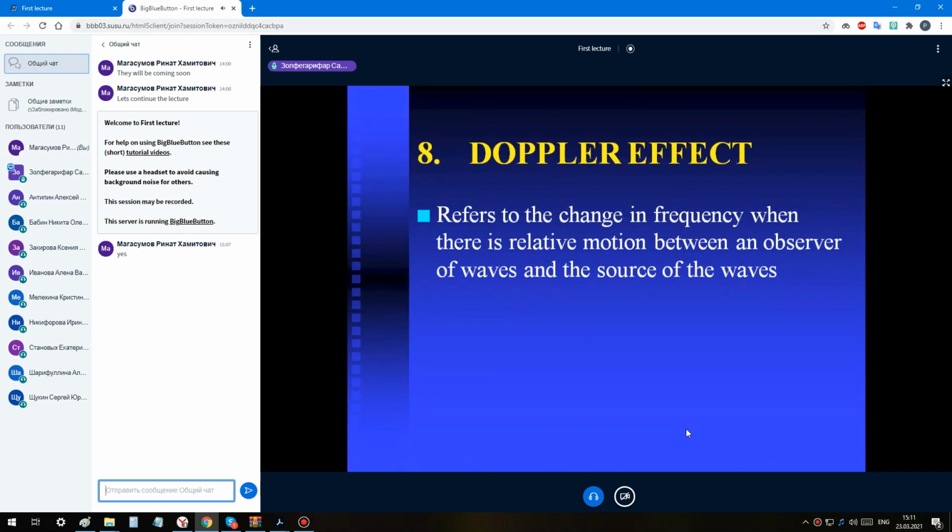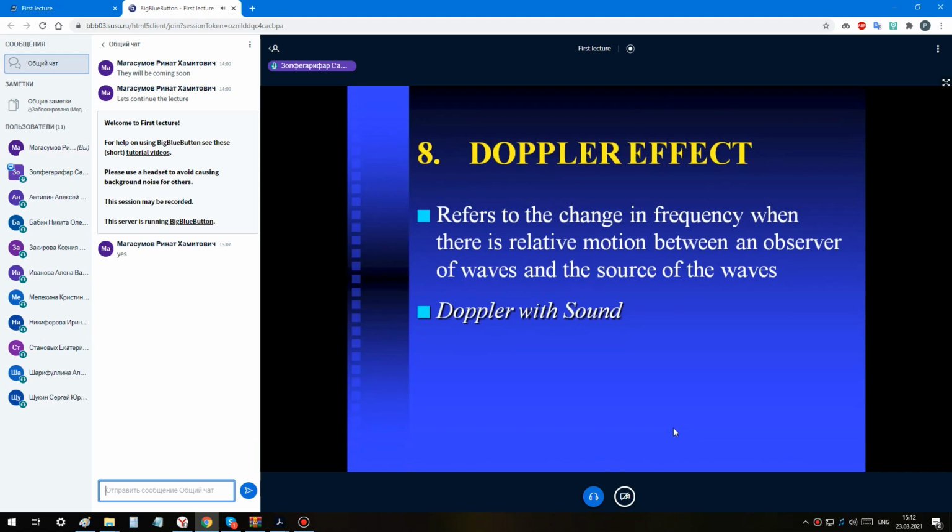Another parameter is the Doppler effect. What is the Doppler effect? The Doppler effect, in fact, refers to the change in frequency when there is relative motion between an observer of a wave and the source of the wave.